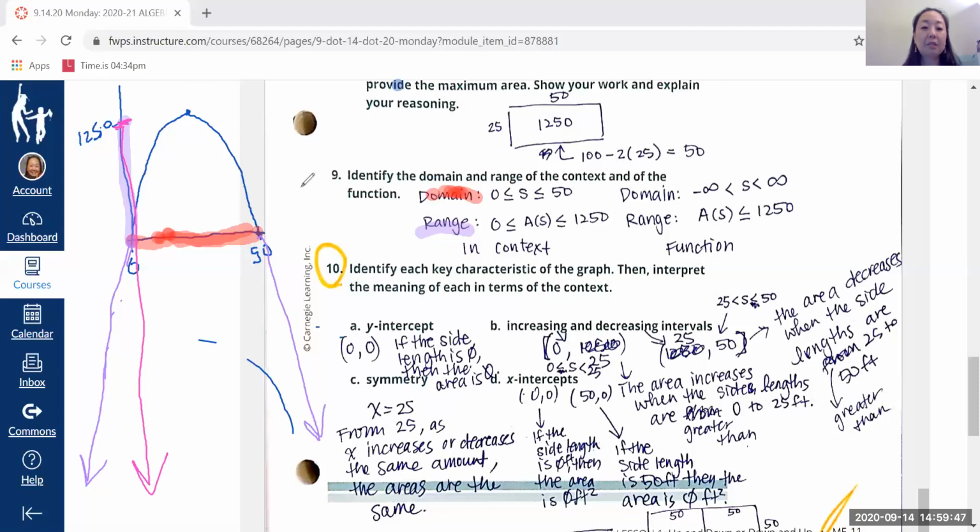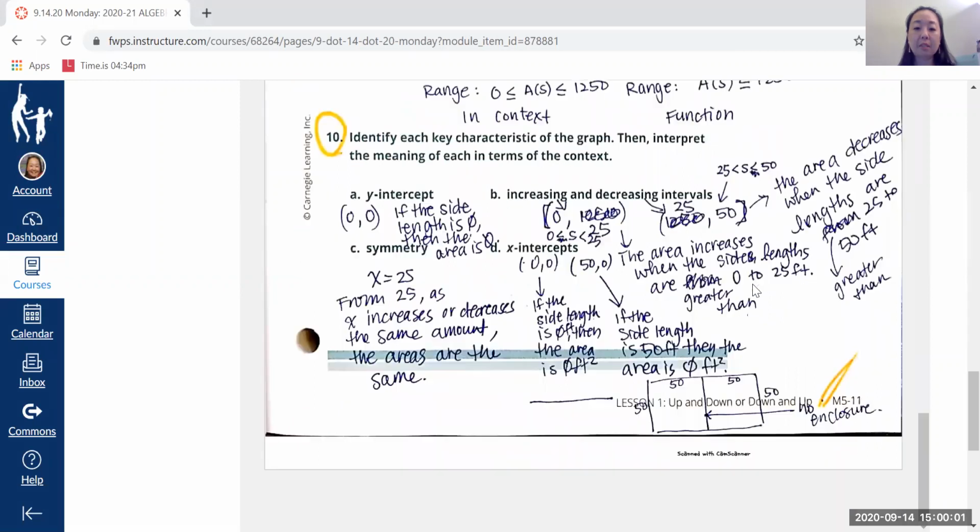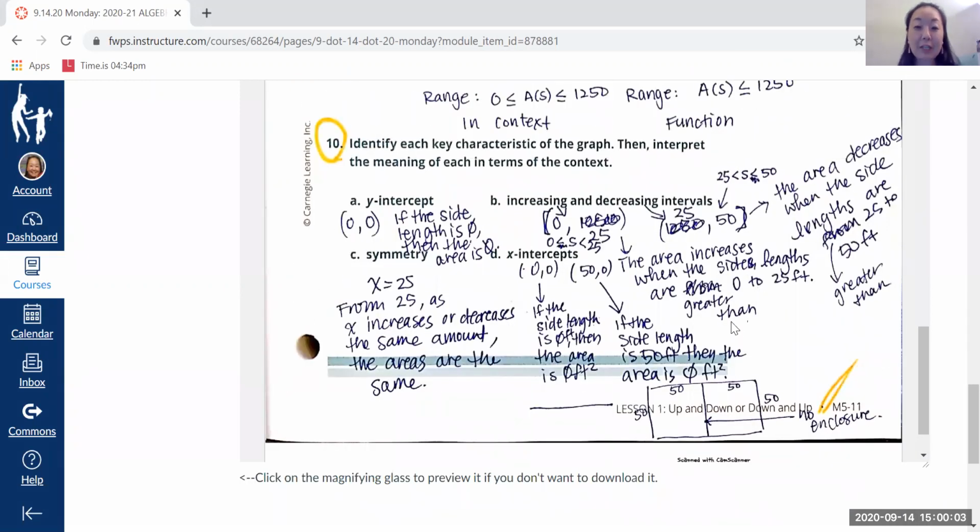So this drawing is going to go away. If you need it, take a picture of it. I'm going to clear this because I need to go down to the next parts. We are almost done, guys. Sorry about this little mess here. All right, so identify the key characteristics of the graph, then interpret the meaning of each in terms of the context.